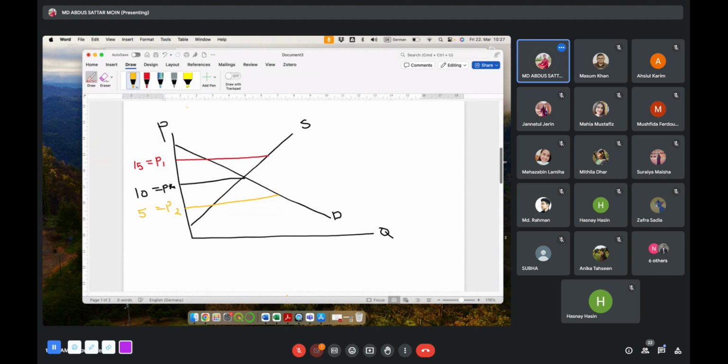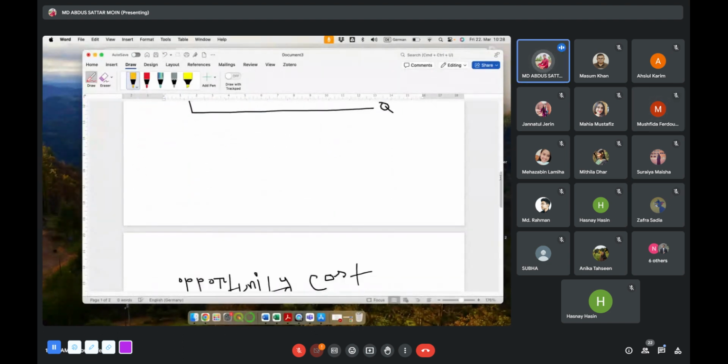Okay. Next. স্যার কনজিউমার সারপ্লাস আর প্রোডিউসার সারপ্লাসটা। Okay, consumer and producer surplus.